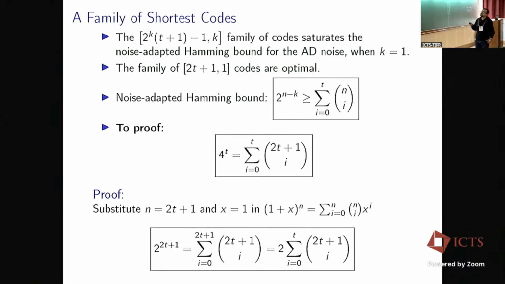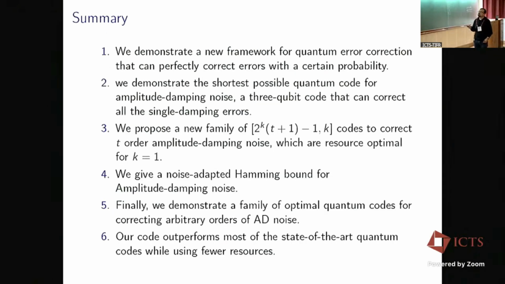If you put k equal to 1, it comes down to the 2t+1, 1 code. And as you have seen in the last slide, this is the noise adapted Hamming bound. So we have to prove this, and it can be easily proved. You just take this 1 plus x to the power n with this expression, substitute n with 2t plus 1 and x to be 1. And this proves the optimality when k equal to 1.